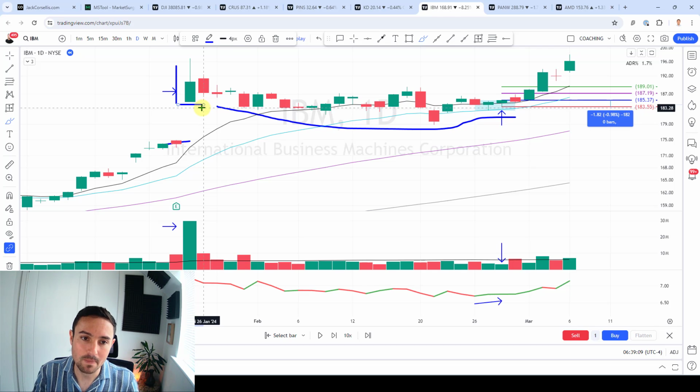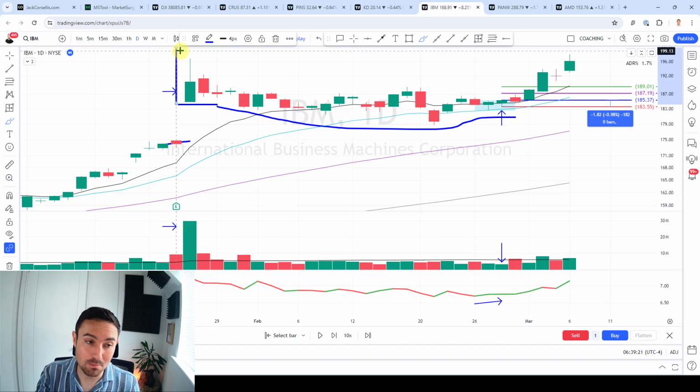What does that tell you about how immediate demand was? How quickly buyers showed up on that session? Think about it. The open is the lowest price of the session. Stock gapped, stock pushed. The presence of demand was immediate.